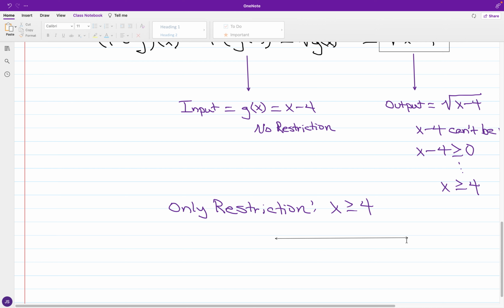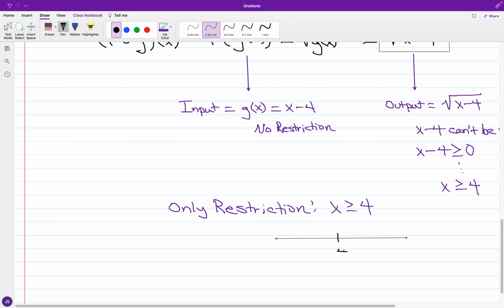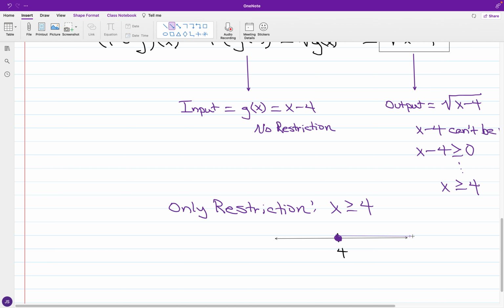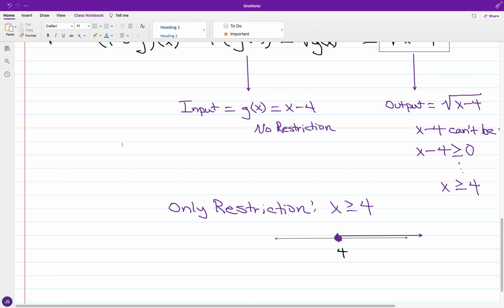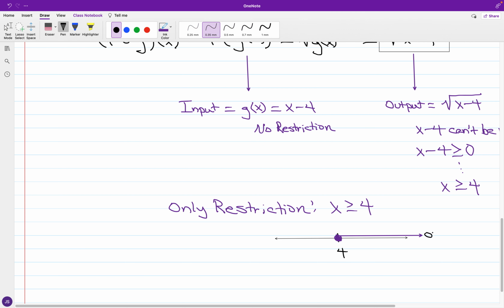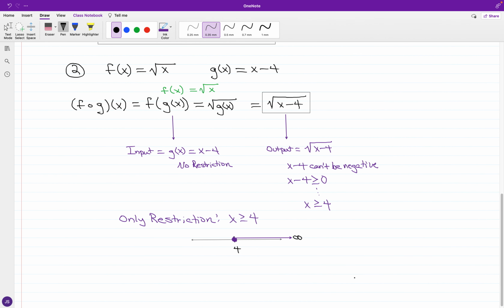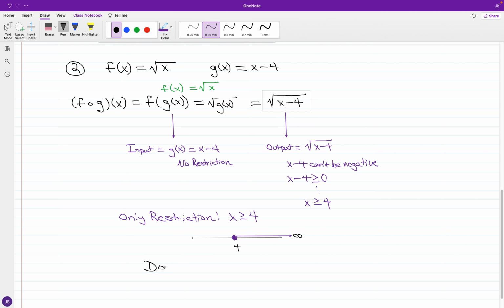And again, just visualizing. So you have 4, and x is greater than or equal to 4, so you have a solid point thanks to the equal sign. Then we have a ray that's going to go out to the right. And for the domain of this composition, I'm going from and including 4. So in interval notation, 4 is going to be in the bracket, and we have it going continuously on out to infinity.